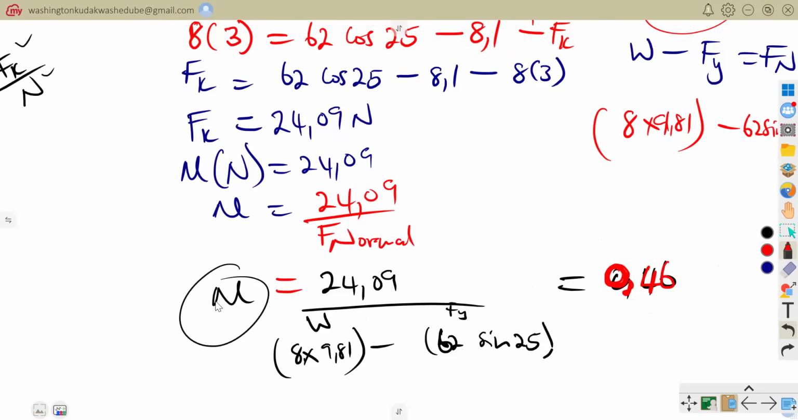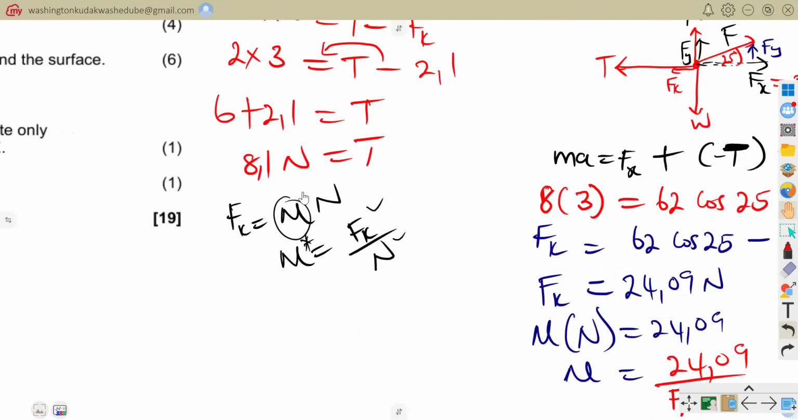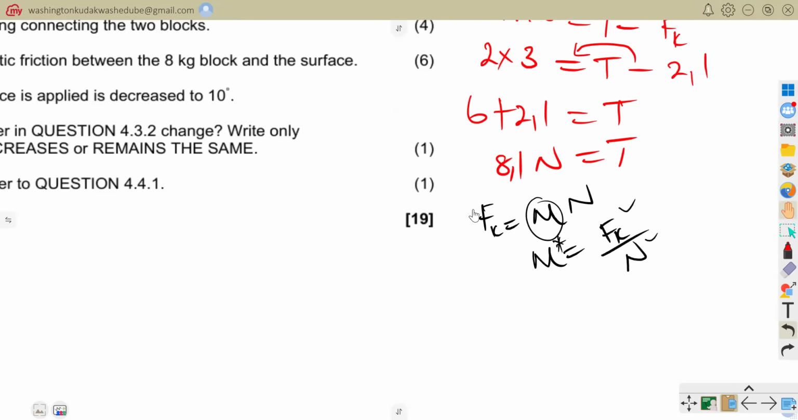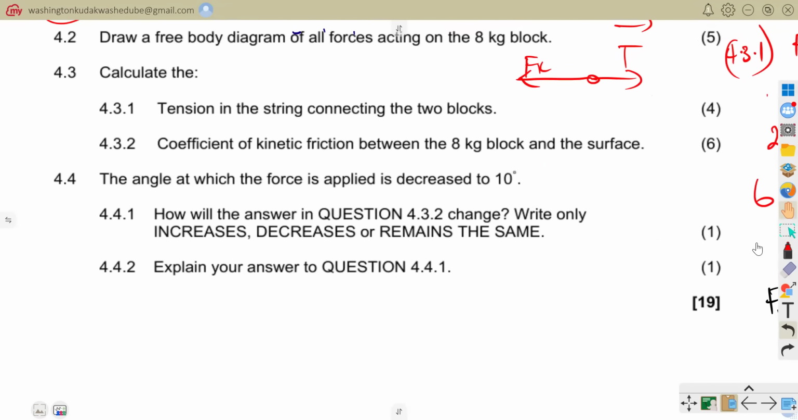0.46. That is mu. That is acting on the 8 kg block. Now, let's go back and see what they want us to find. We now have the coefficient of kinetic friction acting on the 8 kg block, and this value is equal to 0.46. The angle at which the force is applied is decreased to 10 degrees. How will the answer in question 4.32 change? Only increases, decreases, or remains the same.